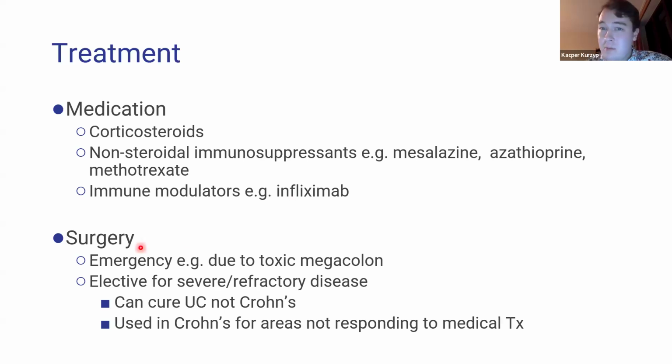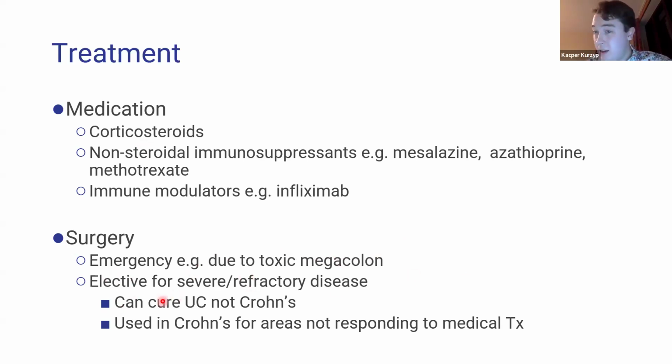In terms of surgery, you may need emergency subtotal colectomy in UC, for example, if the risk is of toxic megacolon. And it can be used as elective as well for severe or refractory disease.